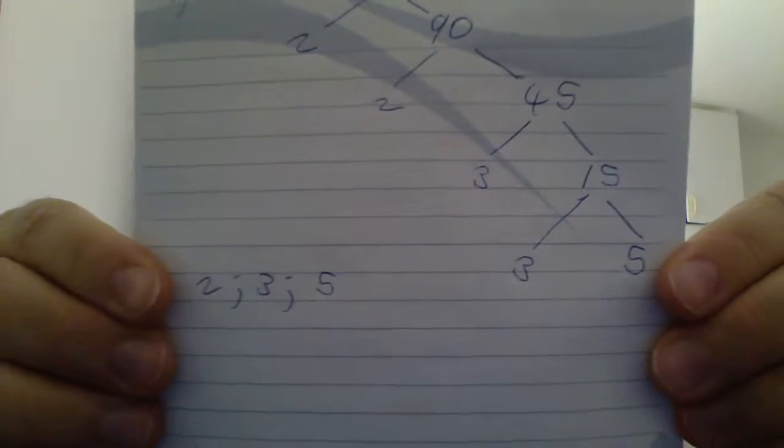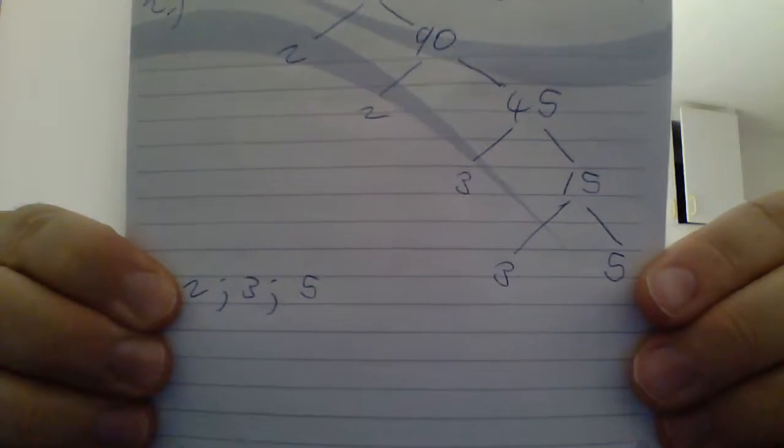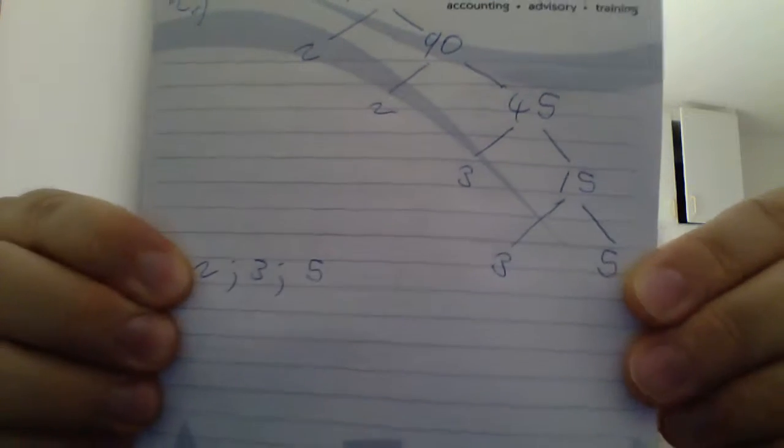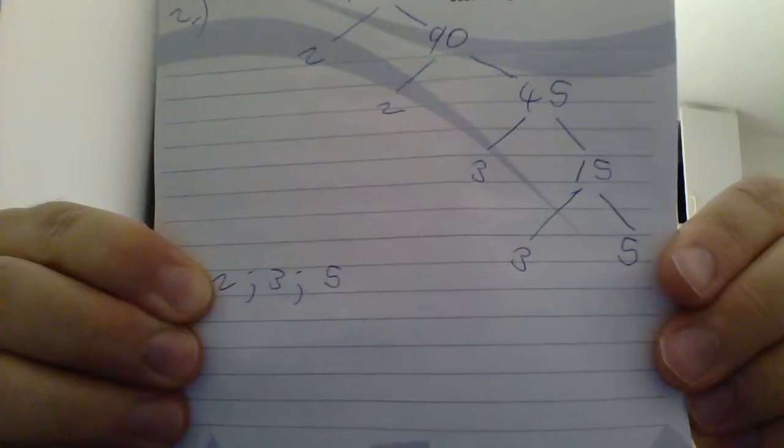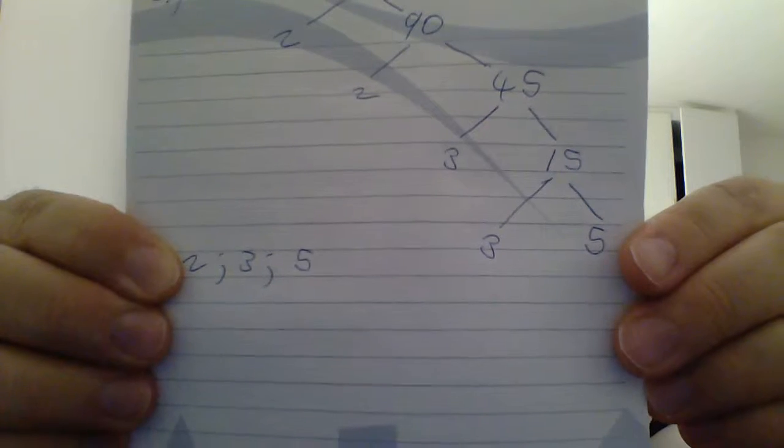Remember, 45 is also a factor, 90 is also a factor, and 15 is also a factor. But they can be divided by something else as well. They're not just divided by themselves and 1. So the prime factors are 2, 3, and 5.